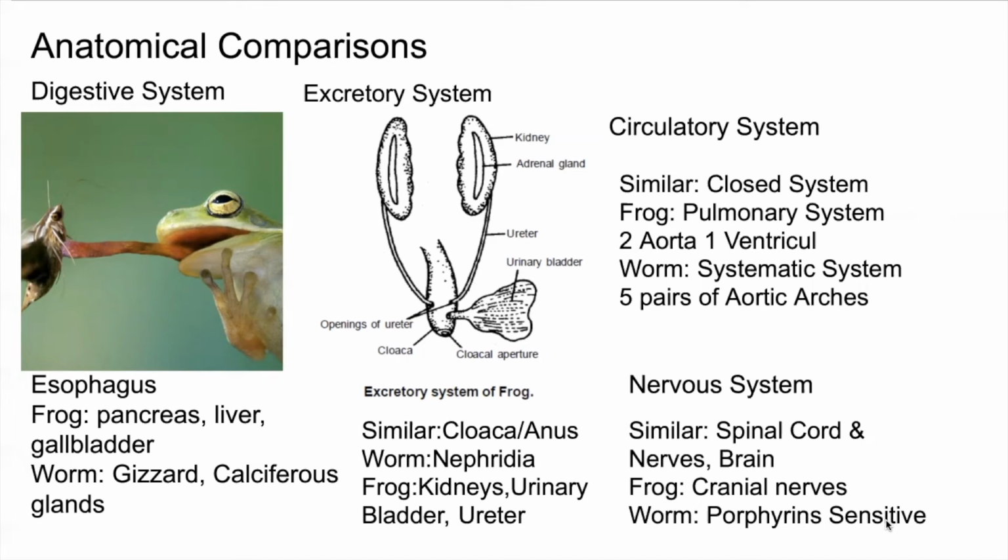The nervous systems of the frog and worm are more similar than different. The frog has differentiation in having nerves within its skull, and the worm has porphyrins, which make it sensitive to light. Other than that, they both have a spinal cord, spinal nerves, and a brain.